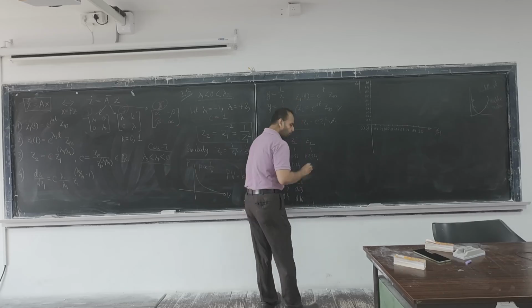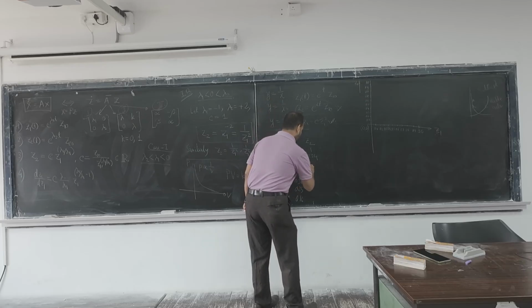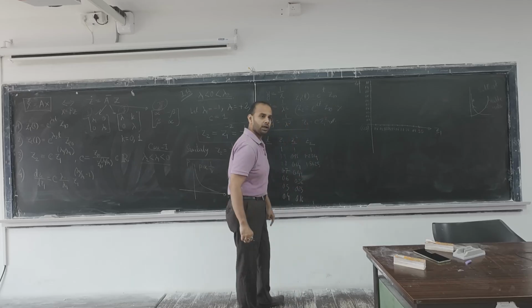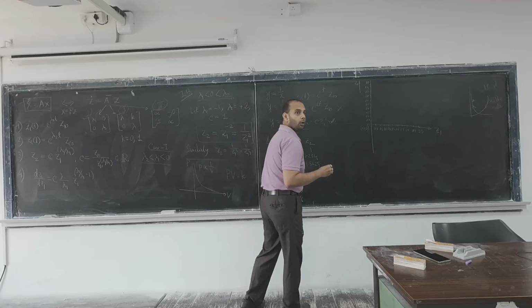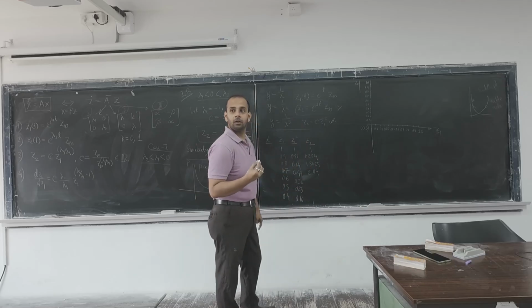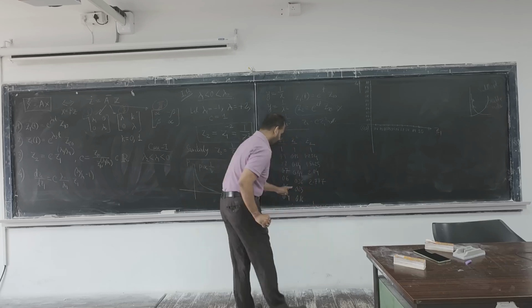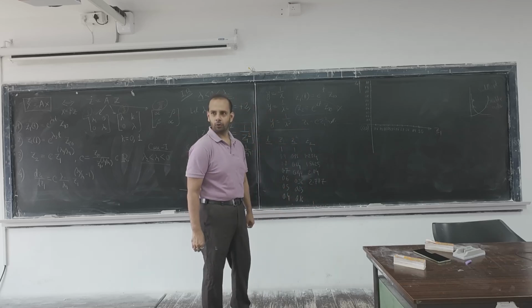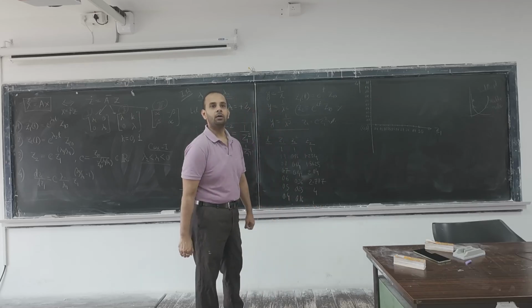1.234. Fine. Second one, 1 by 0.64, 1.5625. Fine. Then 1 by 0.49, 2.04. Okay. Fine. Then 1 by 0.36, 2.777. Okay. 1 by 0.25, that will be 4, right? And then 1 by 0.16, 6.25.